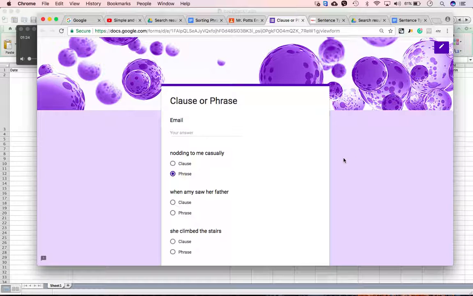So, "nodding to me casually." Nodding is a verb, but I do not have a subject because I do not know who is nodding. I do not know who is doing the action. Yes, "me" is right here, but just because "me" is a noun does not make it the subject, because the subject is giving the action. It's doing the nodding.